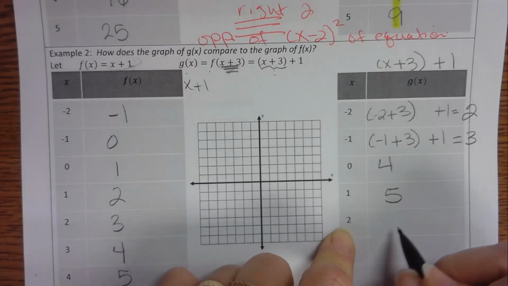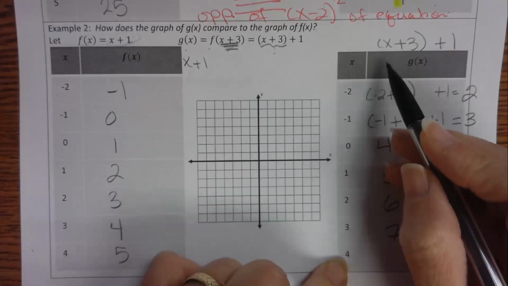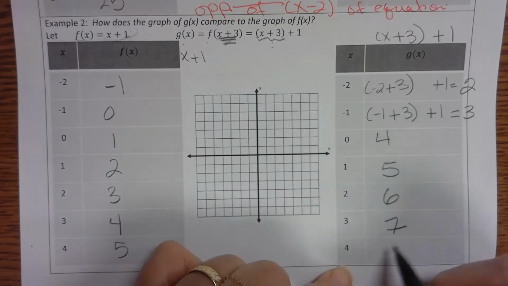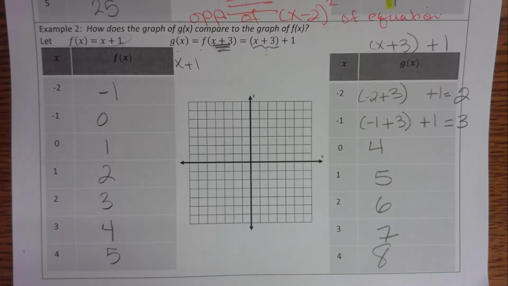2 plus 3 is 5 plus 1 is 6. 3 plus 3 is 6 plus 1 is 7. 4 plus 3 is 7 plus 1 is 8. All right. Now I want to look for the same order on the output. Where is the output matching?